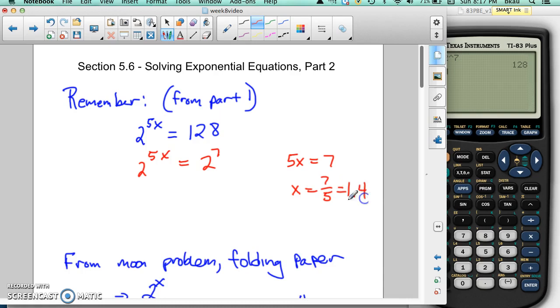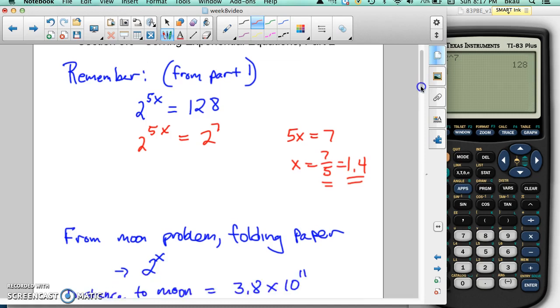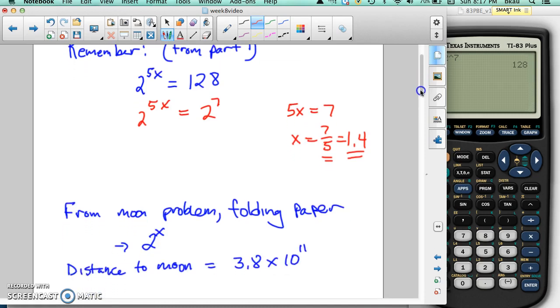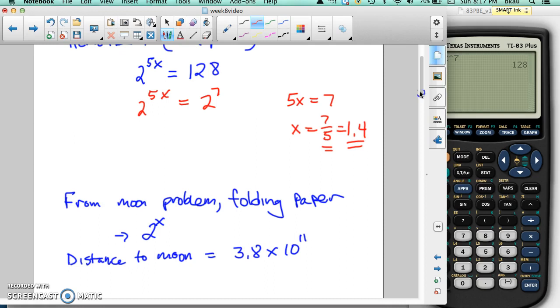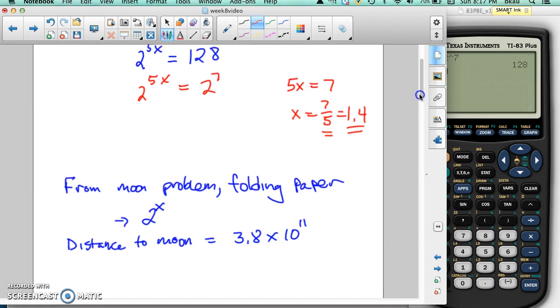or 1.4 if we wanted a decimal. If we want a mixed number, it'd be 1 2/5. So that's what we did solving exponential equations in the past. We took the bases and made them the same. Well, there are going to be problems where that's not going to be able to happen. So we're going to look at a couple examples and use our properties to help us do that.